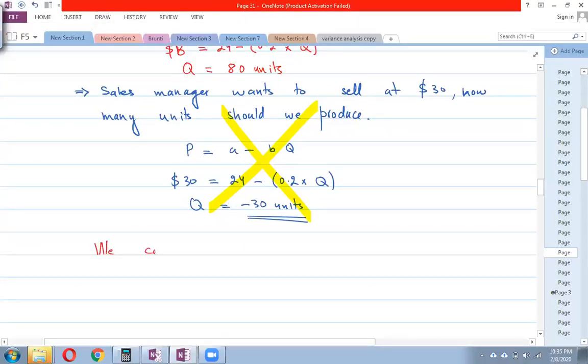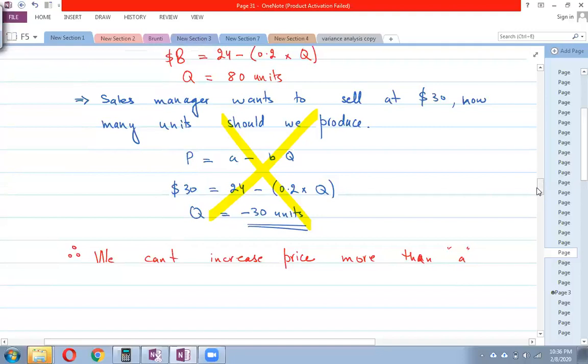So that means we can't increase price more than A. That's the maximum price at which demand will be zero. If you are further increasing it, demand will be negative. Well, there is nothing like negative demand, but of course you can't do it, right?